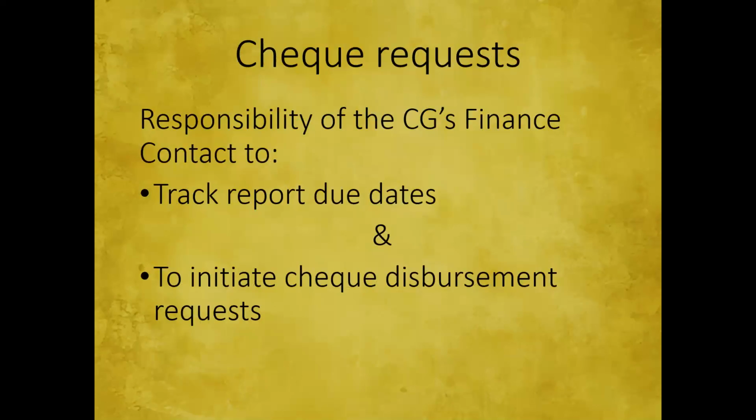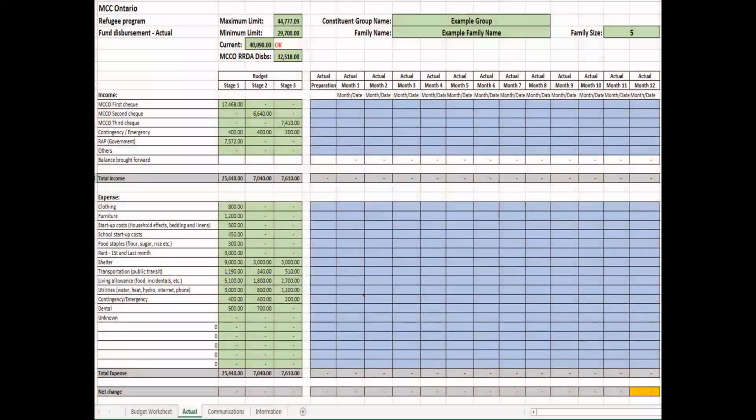And the next slide we're going to see is an example of a budget spreadsheet, and you can see at the bottom of the page the tabs. So this is the budget worksheet tab. That's what we work in prior to the family's arrival. And then once the family is arriving, we use the actual tab to do the reports, and the communication tab. We'll talk about that again in a little bit.